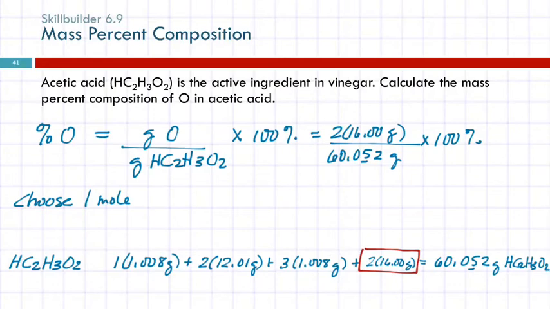So we've got 2 times 16 divided by 60.052 times 100. And that's going to be, how many sig figs should I have? 4. Here the number of sig figs is going to depend on the number of sig figs you used in your molar masses. I chose to use 4. I could have used more. So I should have 4. 53.2871%. And then when I round up, because of that 7, I get 53.29%.